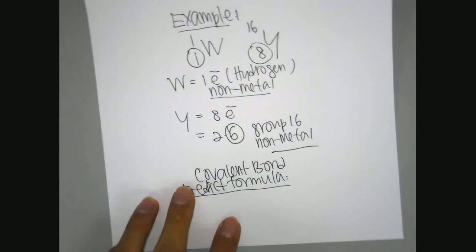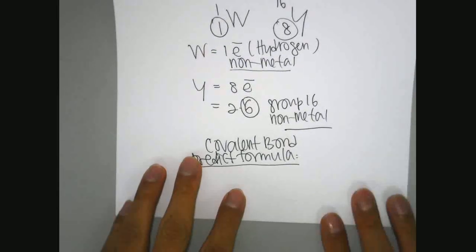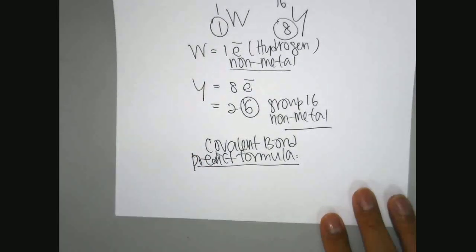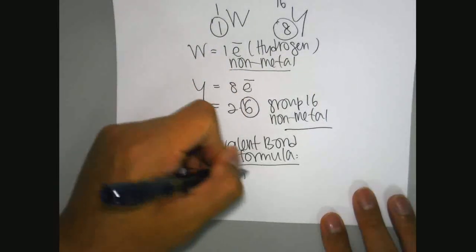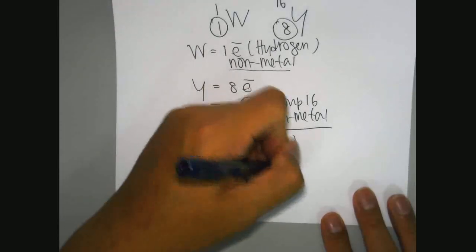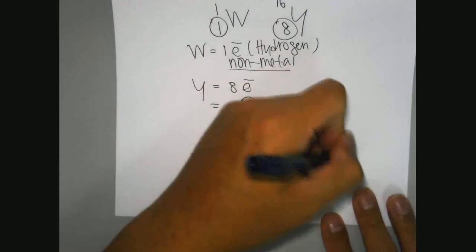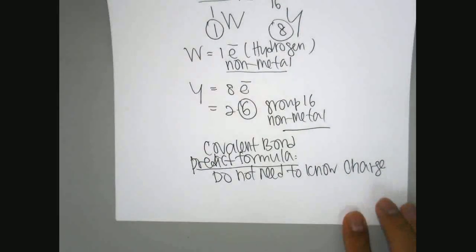Covalent compound, it's a bit special. For covalent compound, if we want to predict the formula, we do not need to know the charge. Alright, we don't need to know the charge. We still can predict the formula for covalent compound.